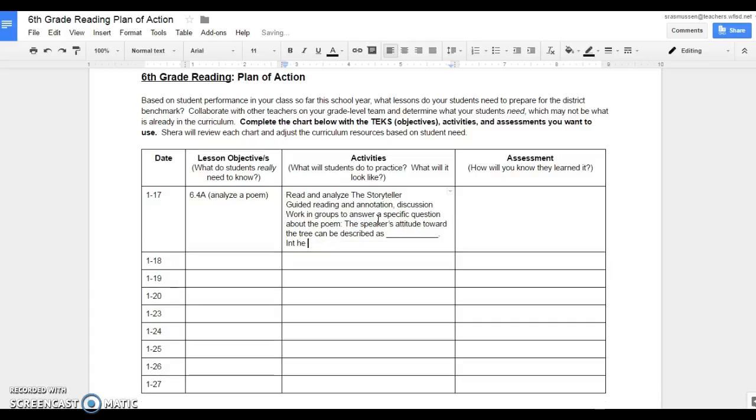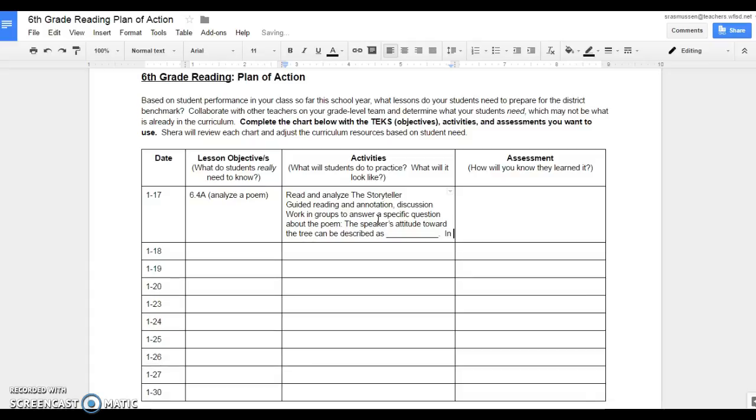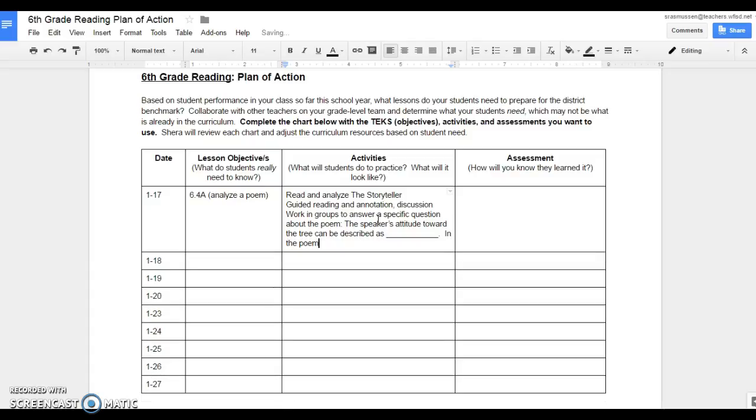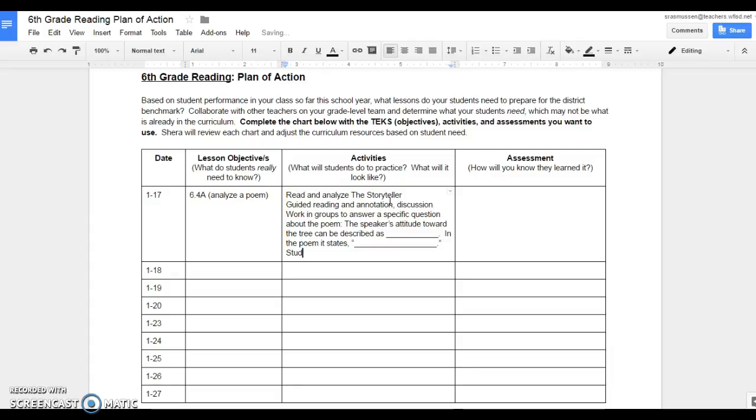And then I really would like to know how they know that. So I'm going to ask them to include some text evidence. I want them to give me a quote here. And we'll walk through this question to make sure they understand it. But I think I want them to answer that question in groups and then maybe present it to the class. Go around and share. So then I'm going to have some student presentations.